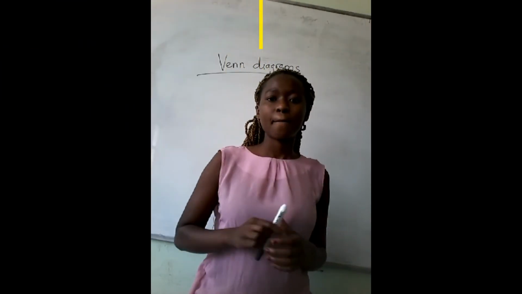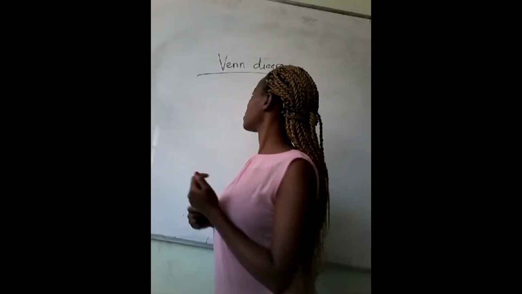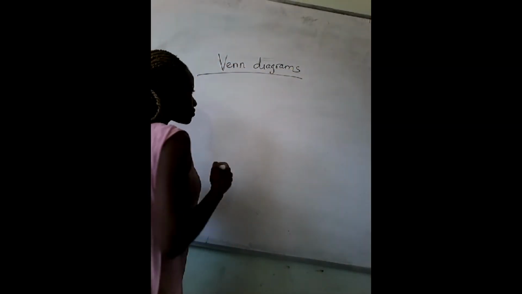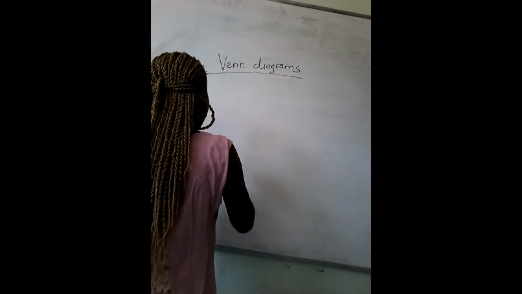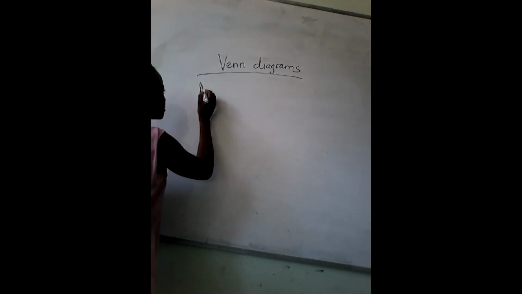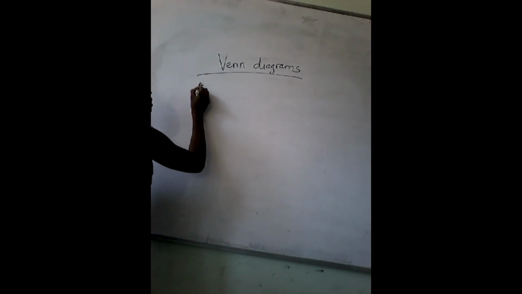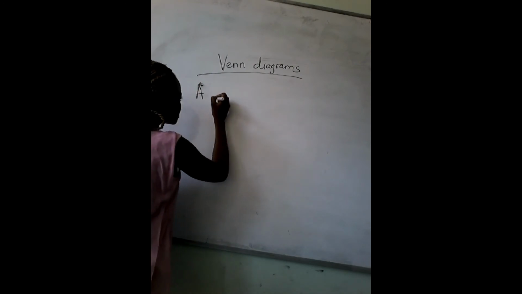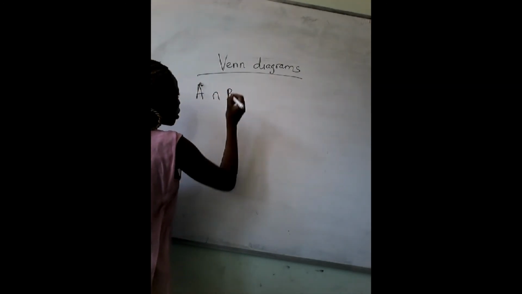Okay. So that's it for Venn diagrams. But today we're going to talk about intersection and union.